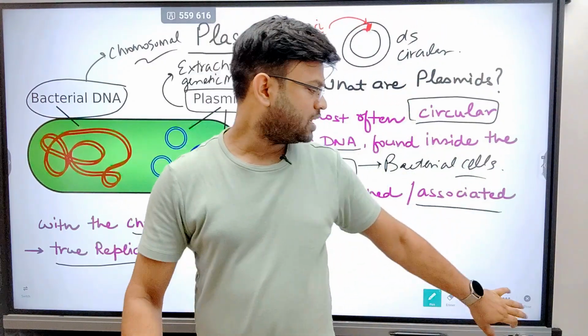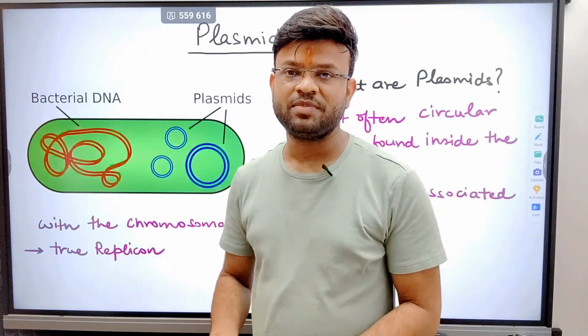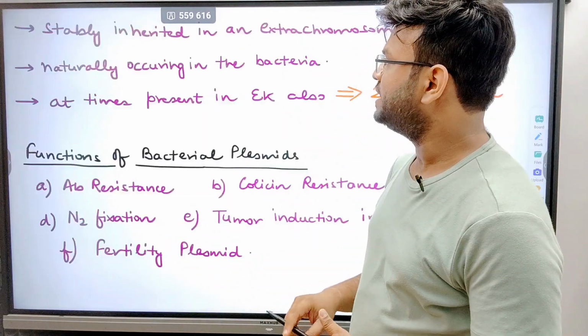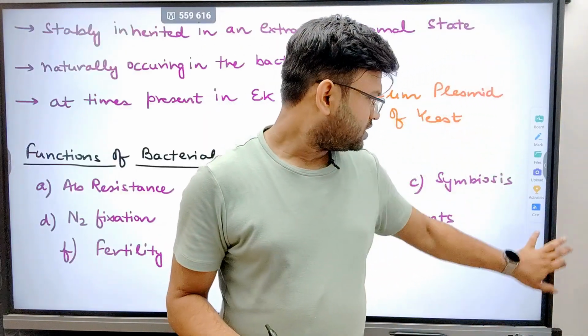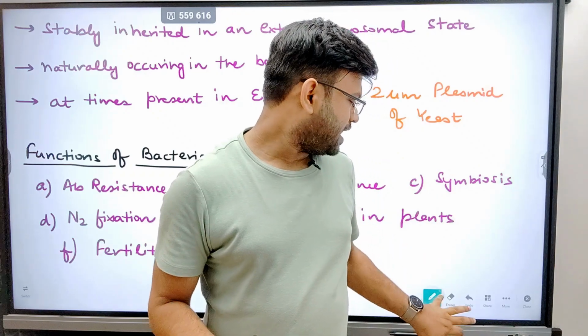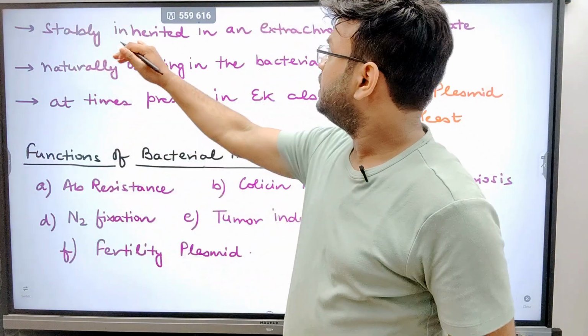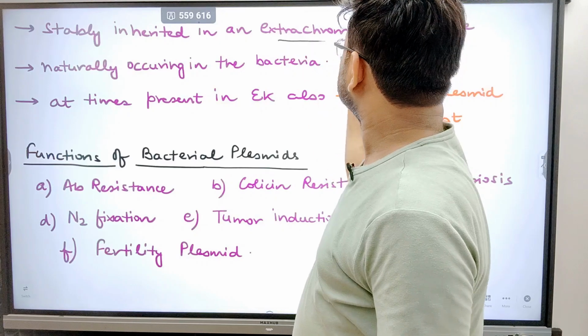Okay. So now we have understood the first slide, I believe. Let us move on to the next slide. The next slide says that it can be stably inherited in an extra chromosomal state.